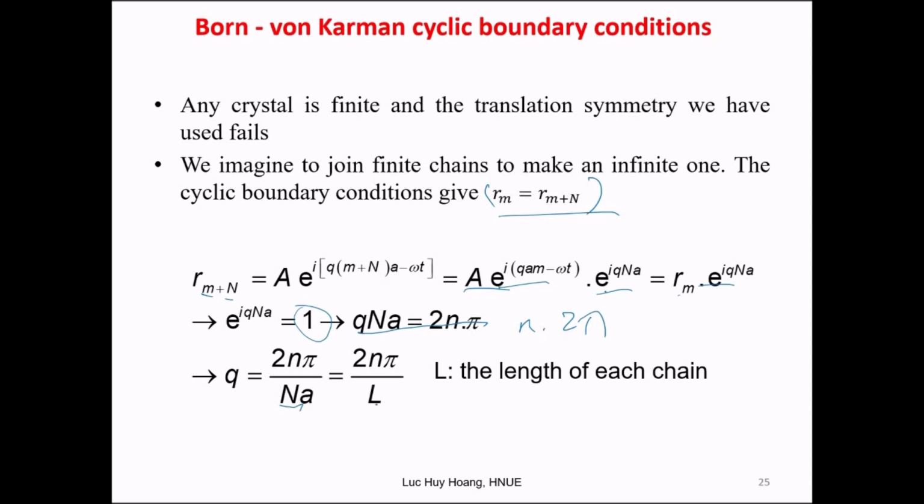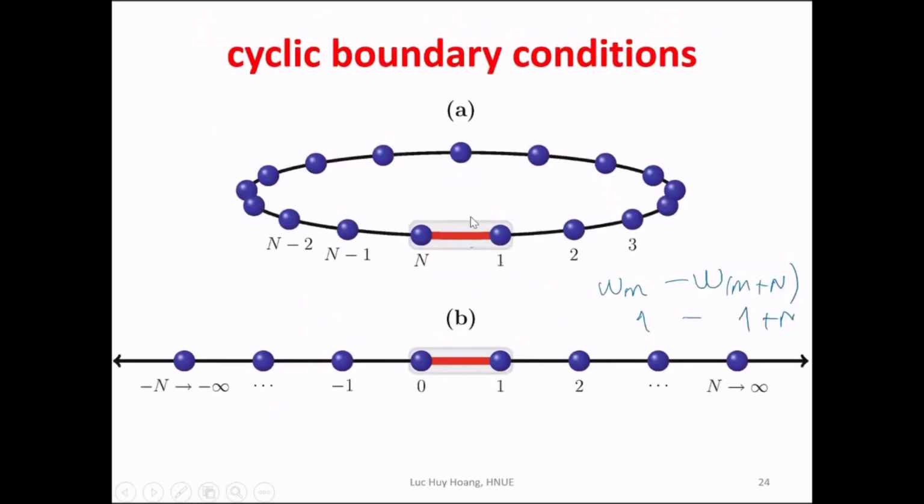So Na should be the length of the chain, right? So 2n pi over L. So now Q takes this value. Okay, so when Q takes this value, we have this condition satisfied, R_m equal R_(m+1). And it happens like here. So a finite chain becomes infinity.